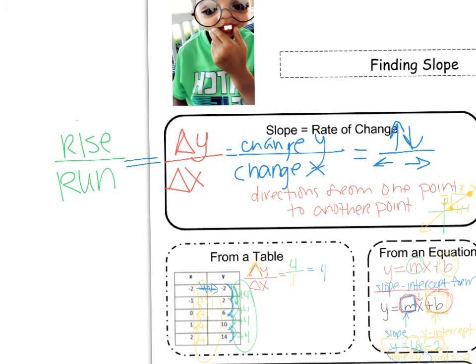So you might hear someone say rise over run. Rise is the change in y. How much are you going up and down? Run is the change in x. How much are you going left and right?